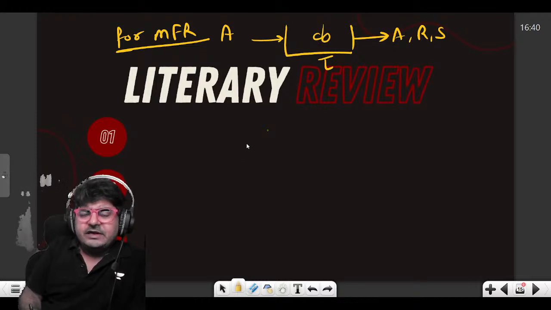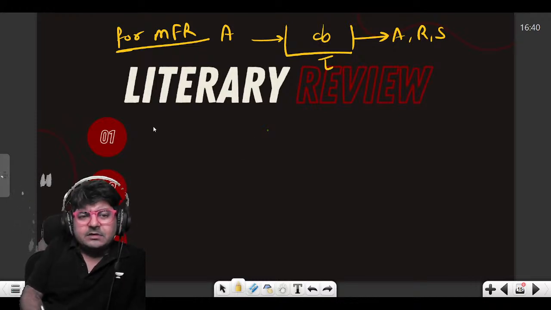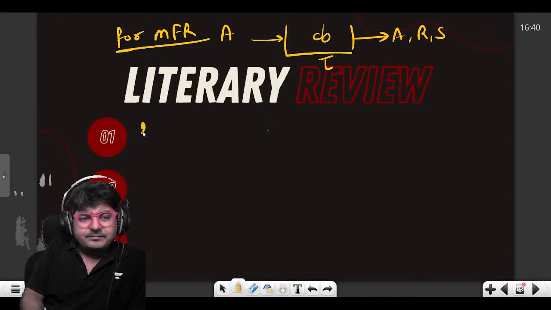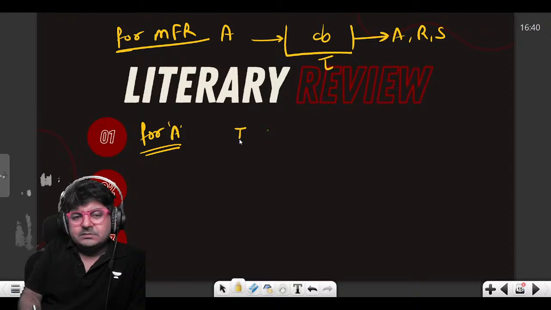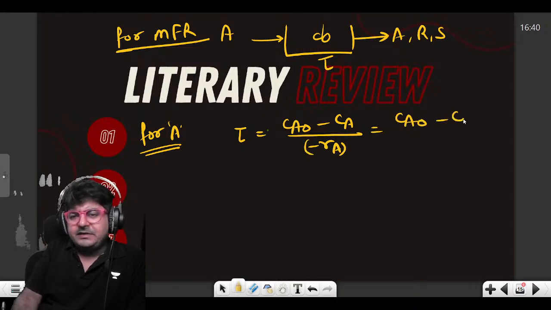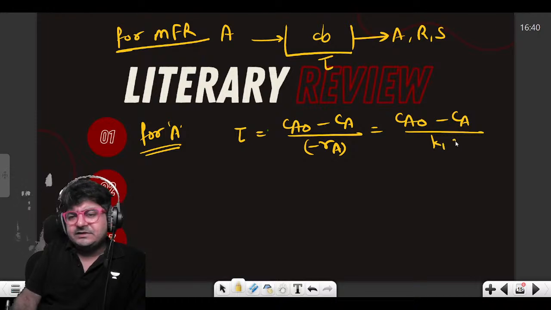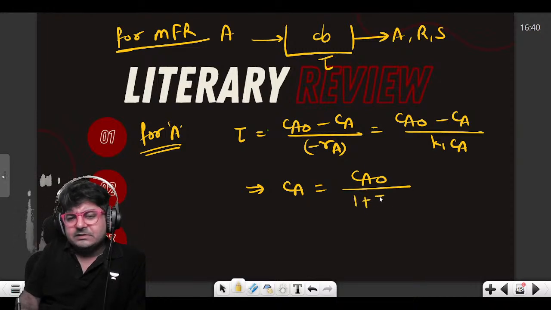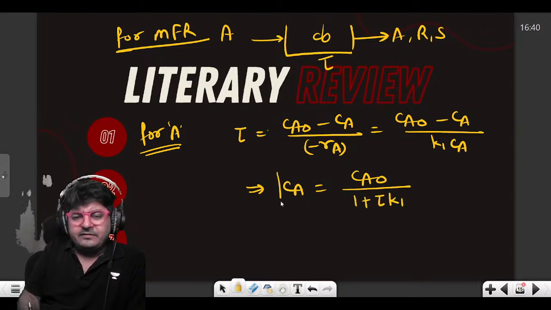ठीक है, तो इन केस ऑफ MFR यू गाइस नो दैट mole desired equation, if you do the mole balance in terms of A, so it will be tau is equal to Ca naught minus Ca over minus Ra. You can put the values of minus Ra, that is K1 Ca. So after rearranging this, you will get Ca is equal to Ca naught over 1 plus tau times K1.